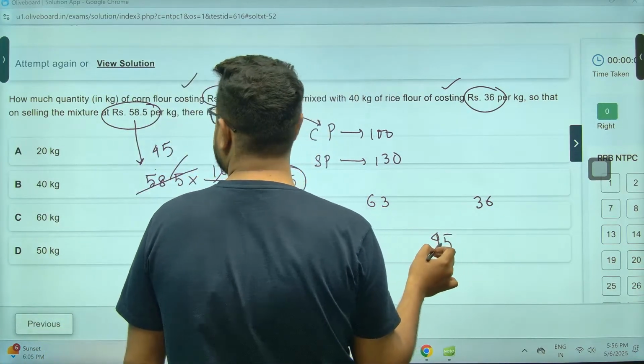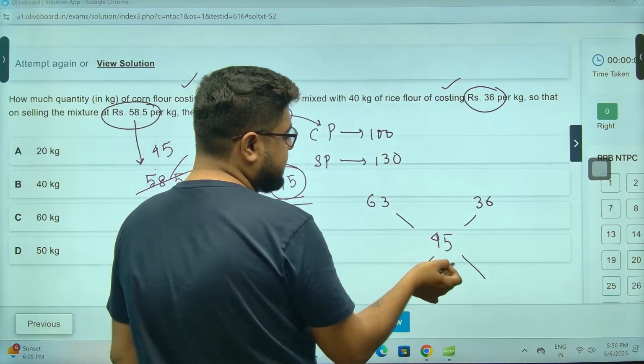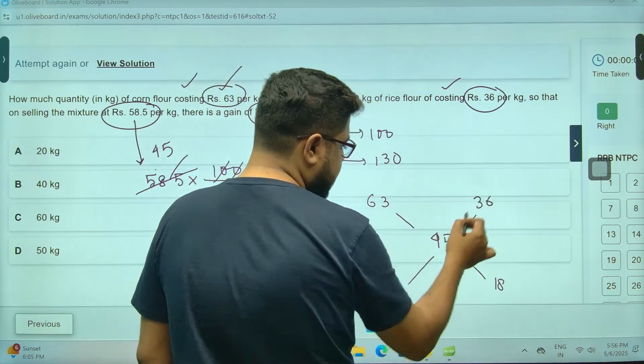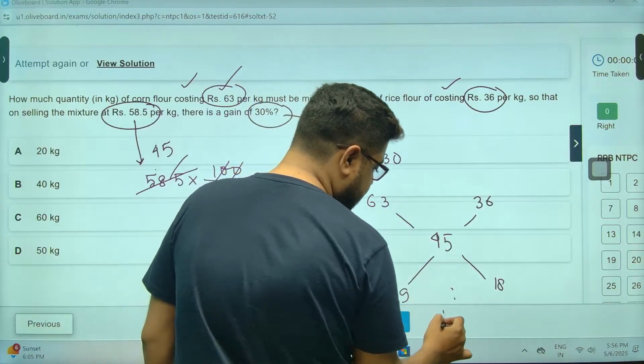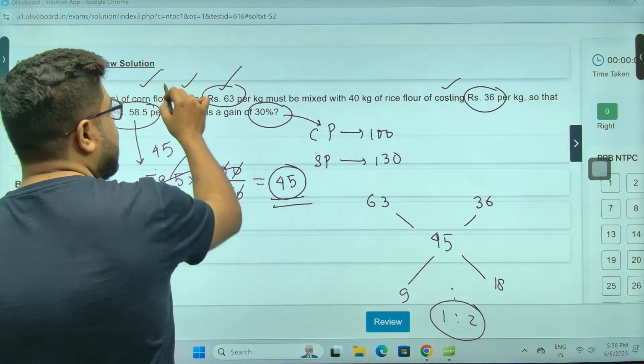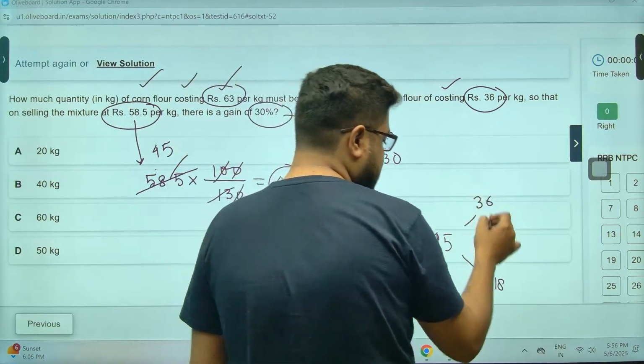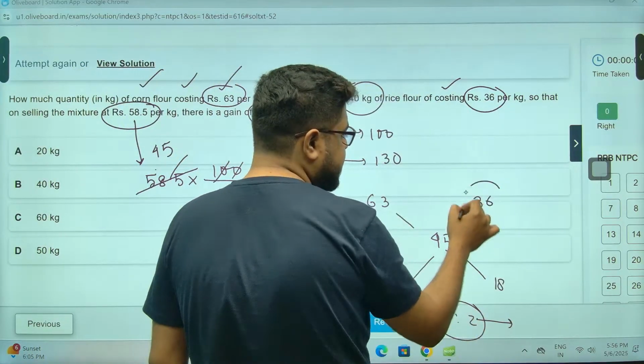They are asking the quantity. We will see that, sir. 45 is 5, 13, 18 sir. And this is a 9. So the ratio is 1:2. So meaning 63 rupees corn flour and 40 like 40 kgs rice flour. So these two parts, it is rice flour.